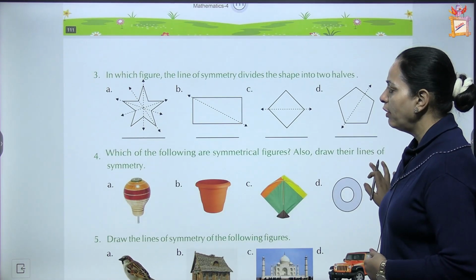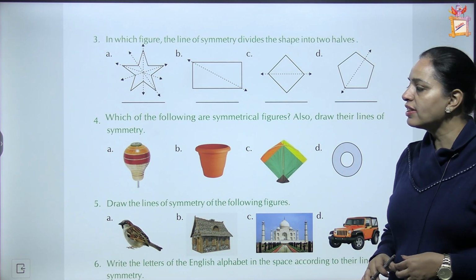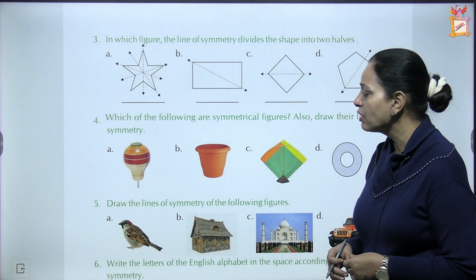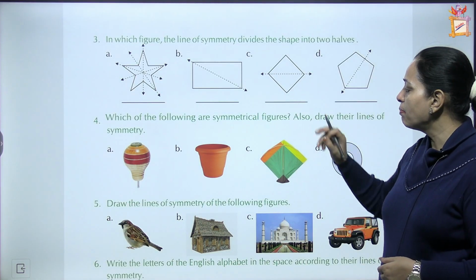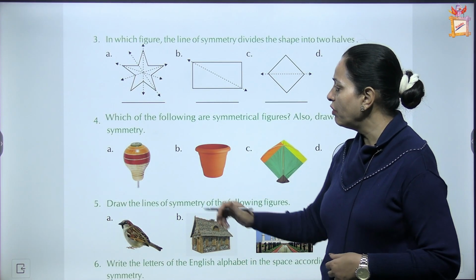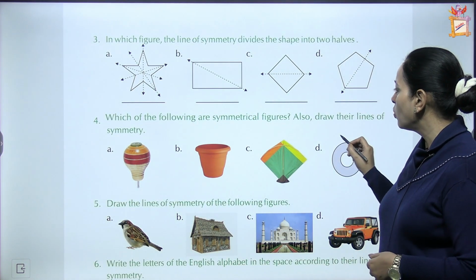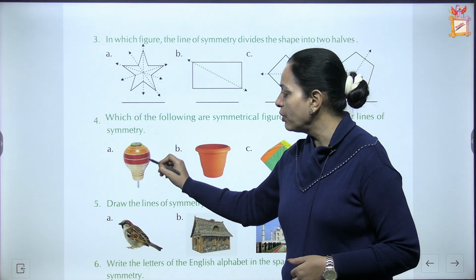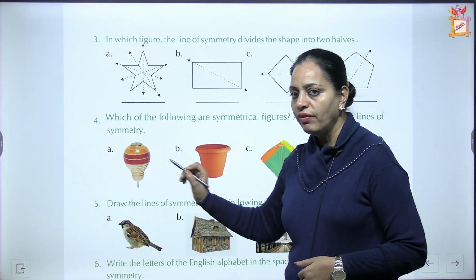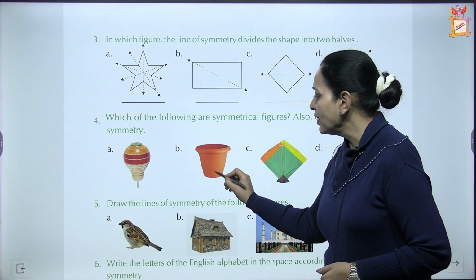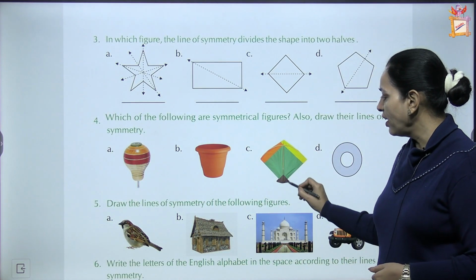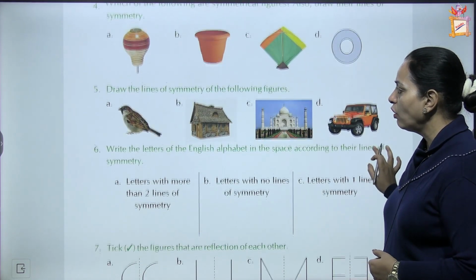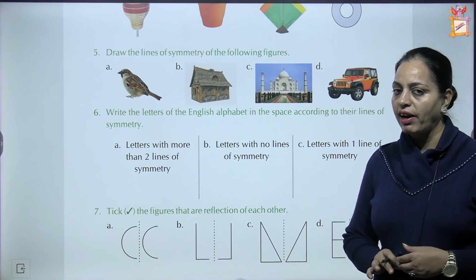Now the third one, in which figure the line of symmetry divides the shape into two halves. So you can tell, you can try this one, like B part, C part, right? The fourth one, which of the following are symmetrical figures? Also draw their lines of symmetry. So like see this one, a spinning top, yes. The center one, and this one, yes, this kite, yes, this one also. Now the fifth one, draw the line of symmetry of the following figures. You can try this one.